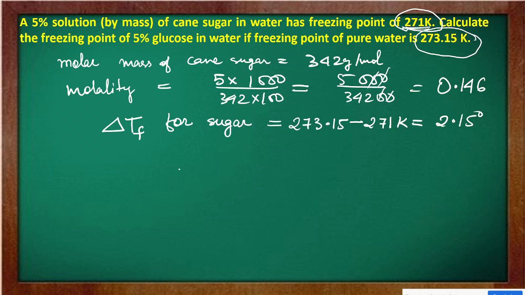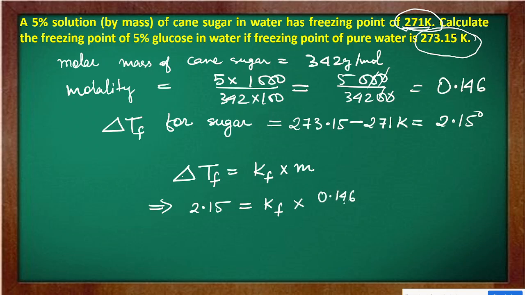Now we have to calculate the value of Kf here. Delta Tf is equal to Kf into m. Now from here we have to calculate the value of Kf, the freezing point constant. So delta Tf we got 2.15, equal to Kf, this is unknown to us, into the molality we have got, 0.146.